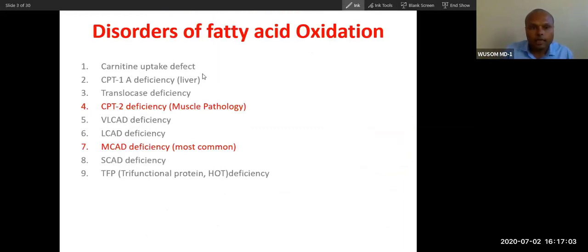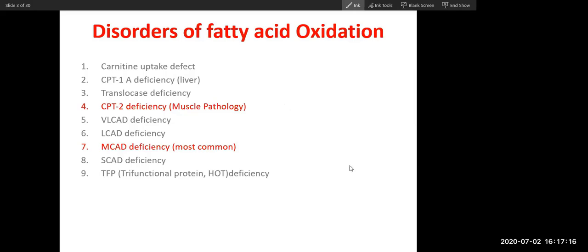Now, disorders. These are the enzymes you can see. Is there any problem? Anyone want to ask a question? Okay. No. So we will talk about the disorders of fatty acid oxidation.